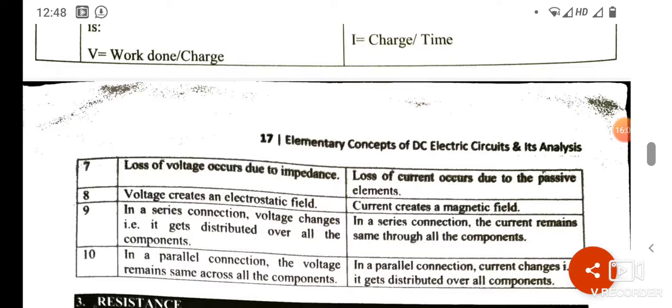In the case of series connection, voltage changes. It gets distributed over all the components. If V1, V2, V3, V4, etc. are the voltages, then the total voltage is V. It is divided like if V is connected in series.